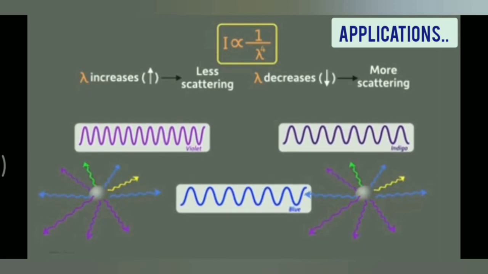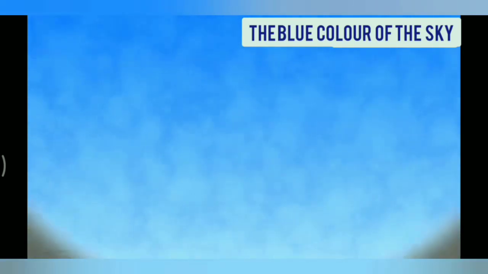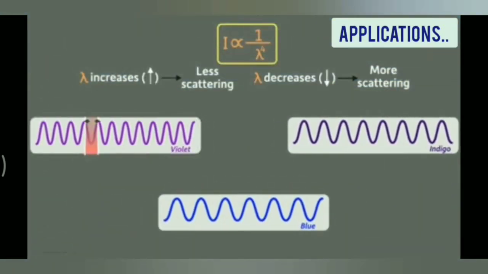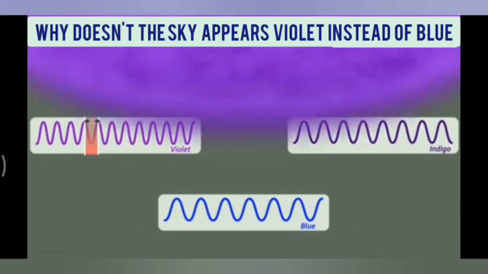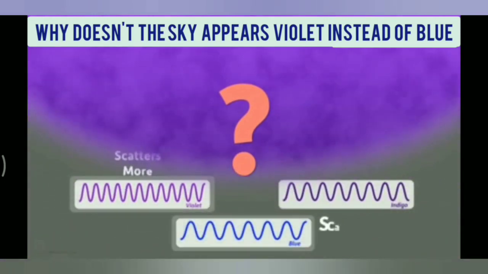These colors have short wavelengths. So as per the law, these colors should get more scattered. This is the reason for the blue color of the sky. But wait, since violet has minimum wavelength, why doesn't the sky appear violet, or for that matter indigo, instead of blue?